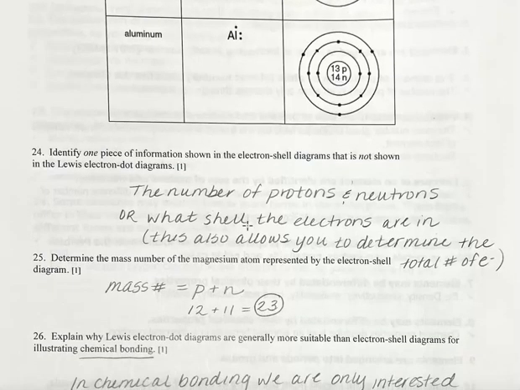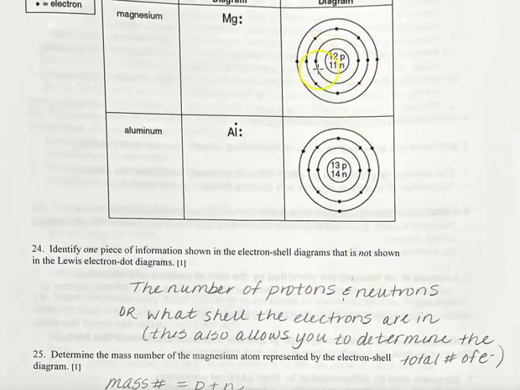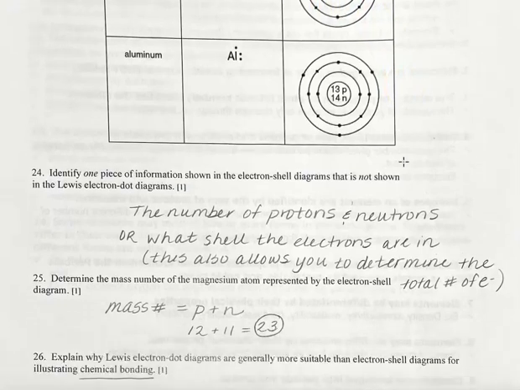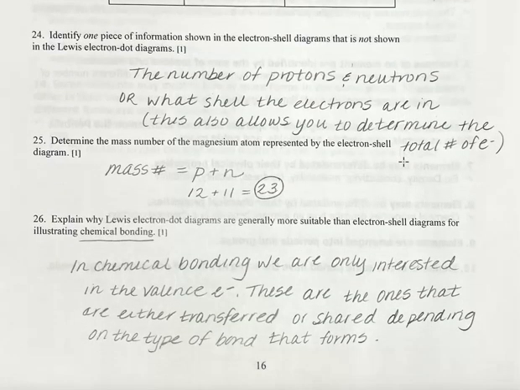Then it says determine the mass number of magnesium represented by the electron shell diagram. The mass number is the protons plus the neutrons. So 12 plus 11 gives me 23. And in the last question, explain why the Lewis electron dot diagrams are generally more suitable than electron shell diagrams for illustrating chemical bonding. Because in chemical bonding, we're only interested in the valence electrons. Those are the ones that are either transferred or shared depending on the type of bond that forms, because every element wants to achieve 8 and satisfy the octet rule.